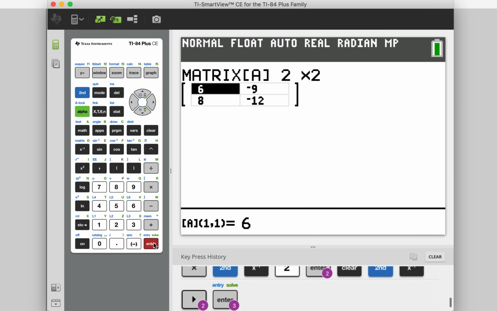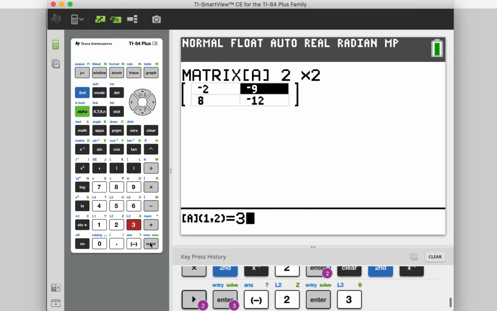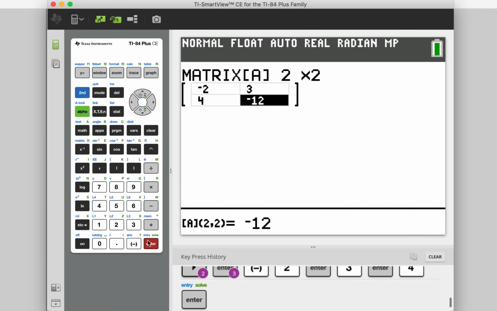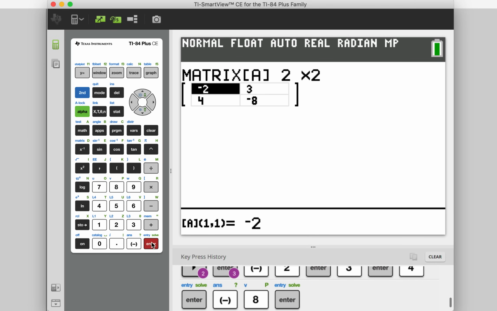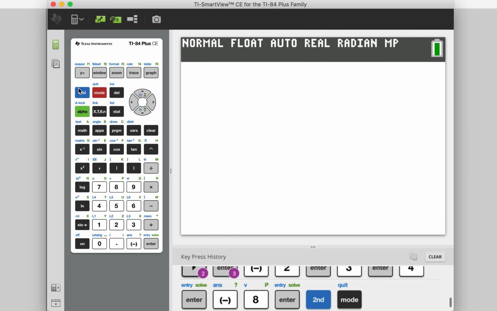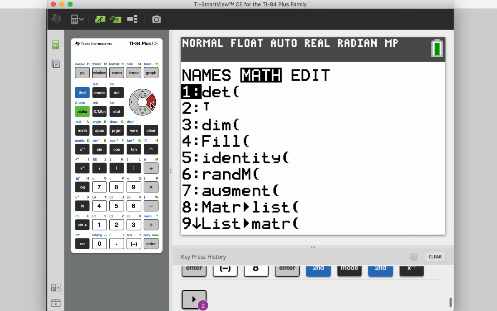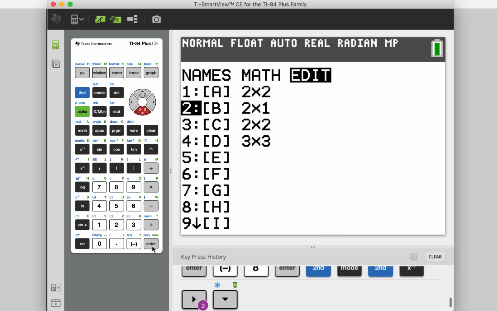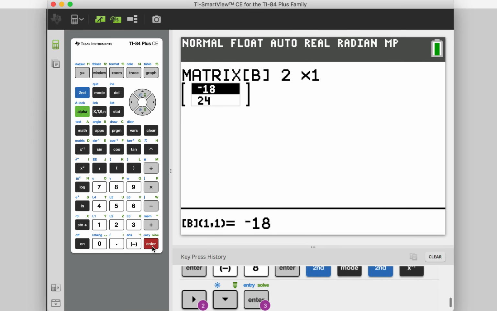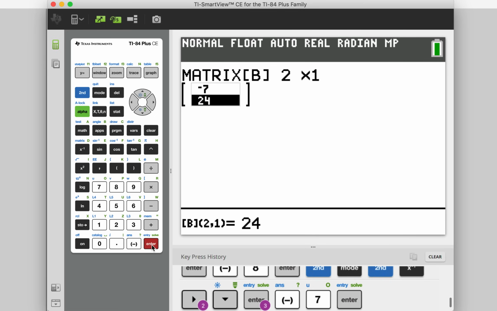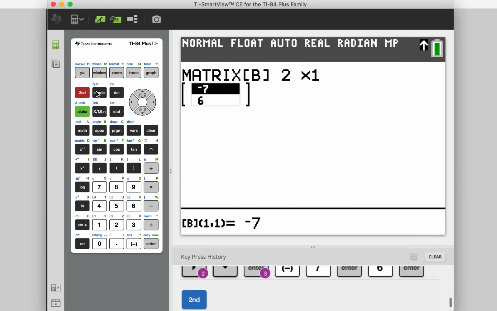So my 2 by 2, we got negative 2, 3, 4, and negative 8. Then remember, we always got to go second quit. Quit's above mode. Then I go back into matrix, over to edit, down to B. I got 2, 1, and my B matrix in this case is negative 7 and 6. Okay. Now to get out of there, once again, I go second quit.